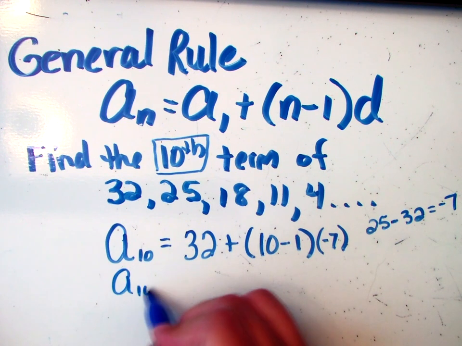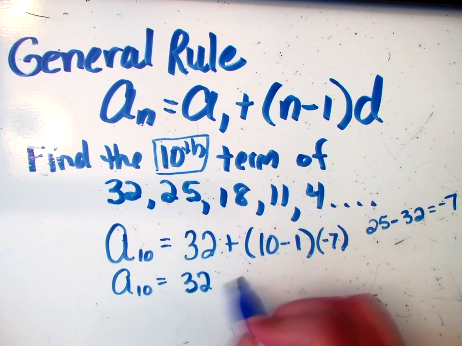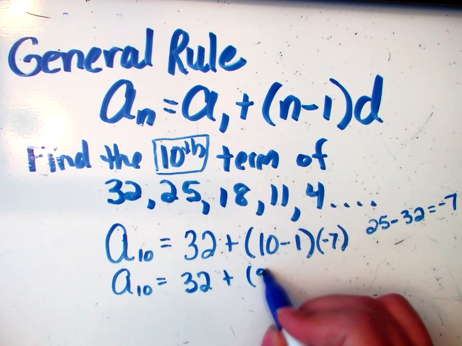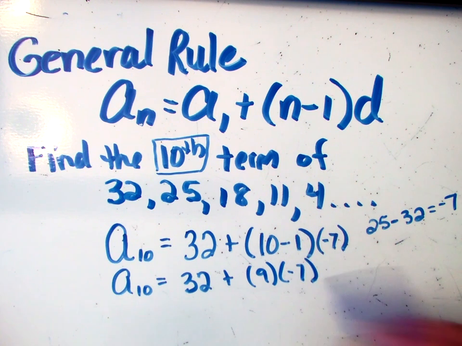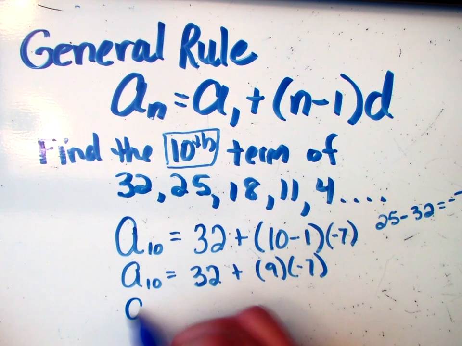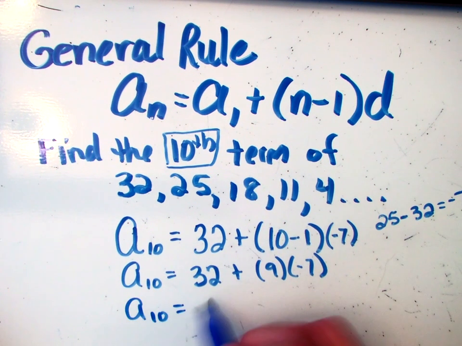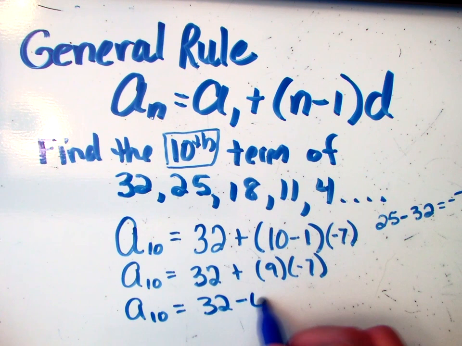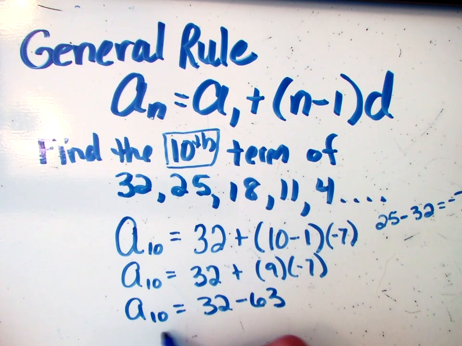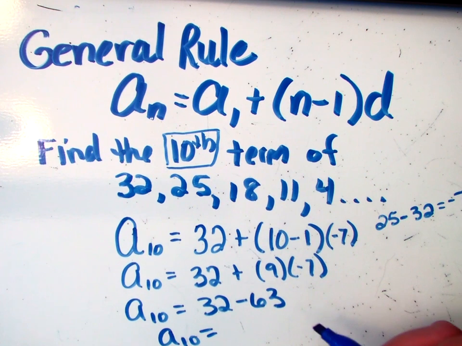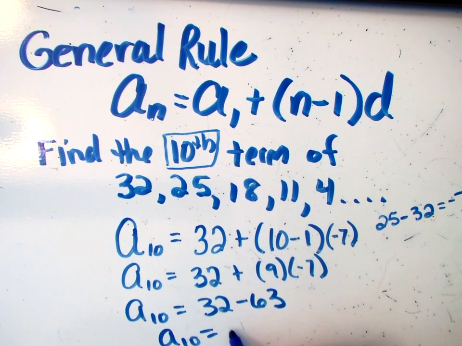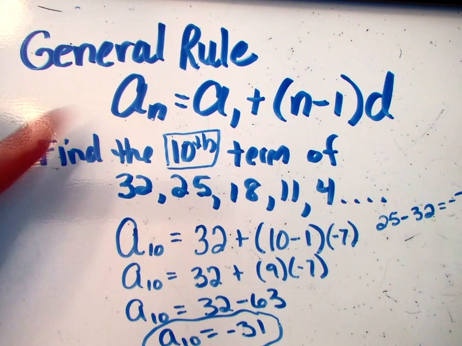So a sub 10 equals 32 plus, well, that's 9, and that's -7. So just order of operations, a sub 10 equals 32 minus 63. So a sub 10 is equal to -31.